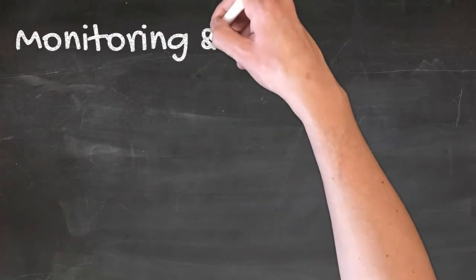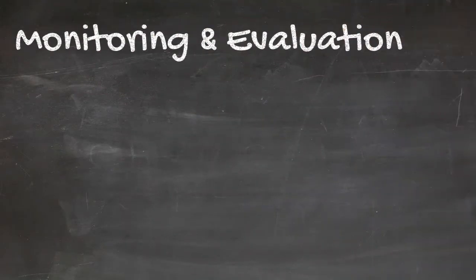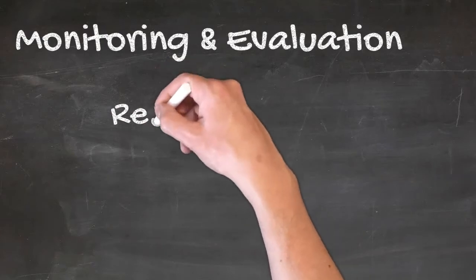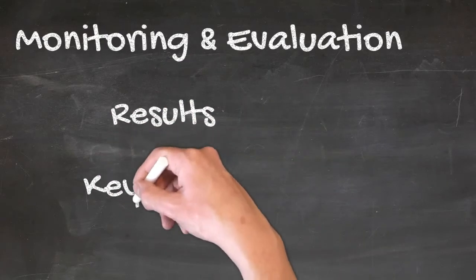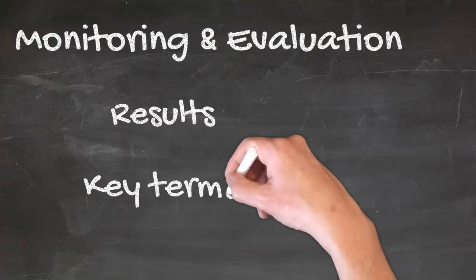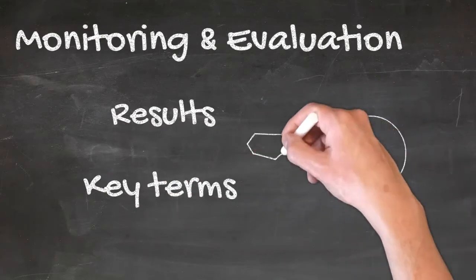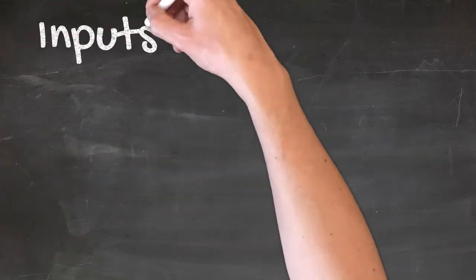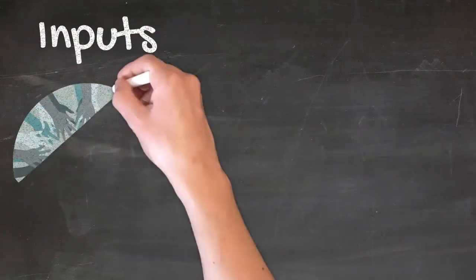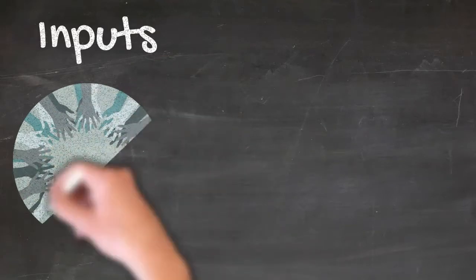In monitoring and evaluation, the changes that a project or a program brings is usually described in terms of results. So, it is important that we understand some of the key terms used in monitoring and evaluation to understand it better. Inputs. These are the resources that we put together to conduct some activity.